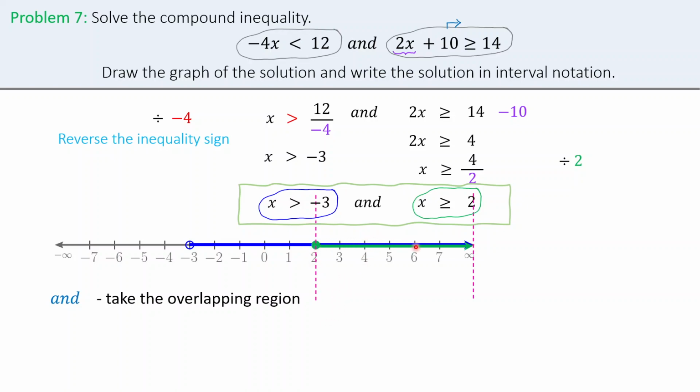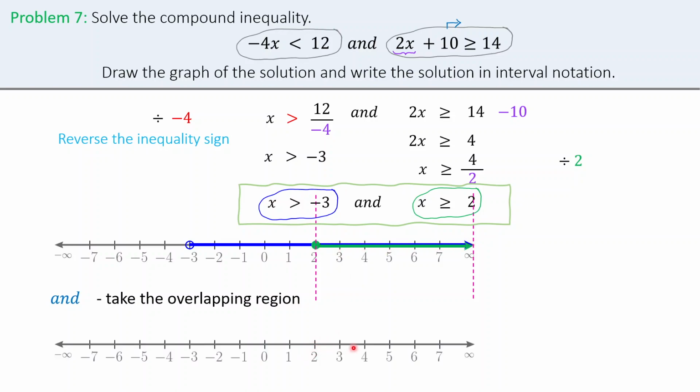This is the overlapping region of the two graphs. Draw the overlapping region. There is a filled circle, so put that. This is the graph of the solution.